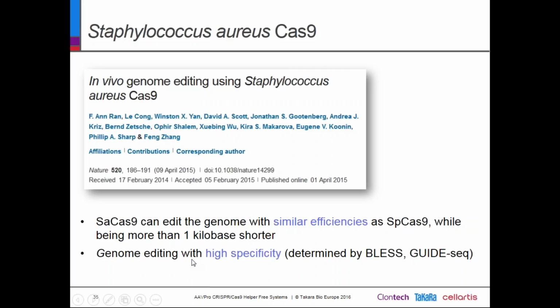In terms of specificity, this group has also shown by genome-wide off-target editing analysis, so they used the BLESS technique, that SaCas9 has very high specificity and even a little bit better specificity compared to SpCas9. And other groups have then also used so-called GUIDE-seq to confirm these data. So SaCas9 has similar efficiencies to SpCas9 and very high specificity.